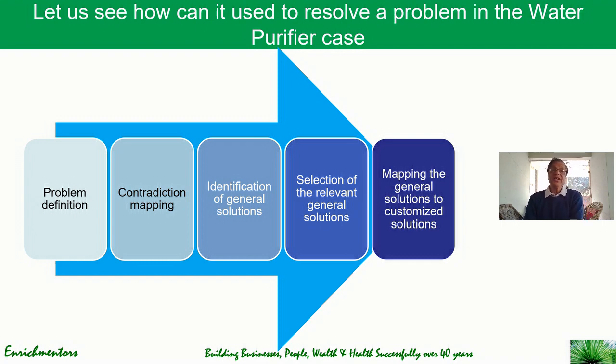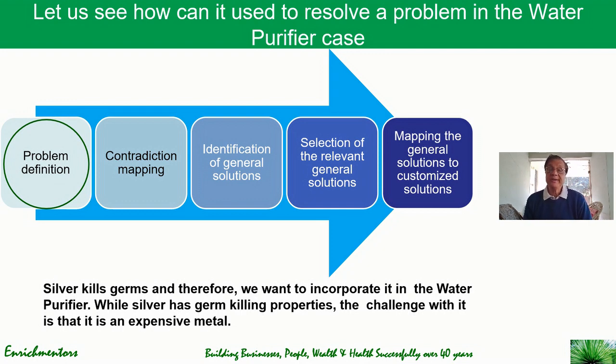So let's take the case of the problem. The problem in this case in the water purifier is that we find that silver kills germs. Therefore, we want to incorporate it in the water purifier. Conventionally, it has been used, silver container, but we can't afford to have water purifier with silver container, can we? So while silver has germ-killing property, the challenge is that it is a very expensive metal. So that's the challenge. So we want to use silver, but it is very expensive. It will increase our cost. So how can we use silver without increasing the cost disproportionately? So that is the problem, right?